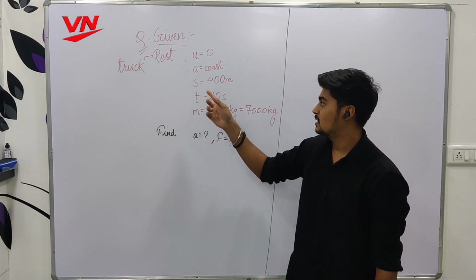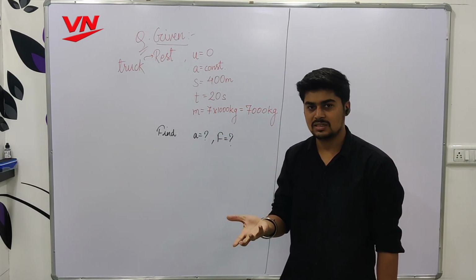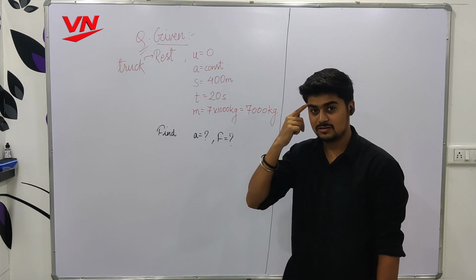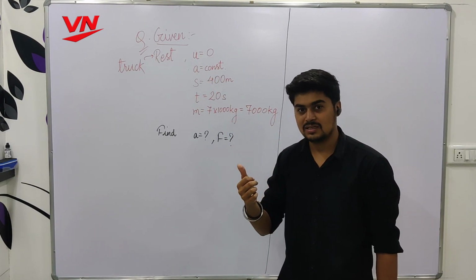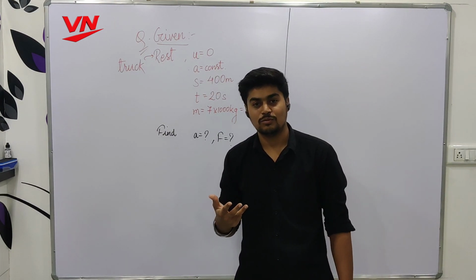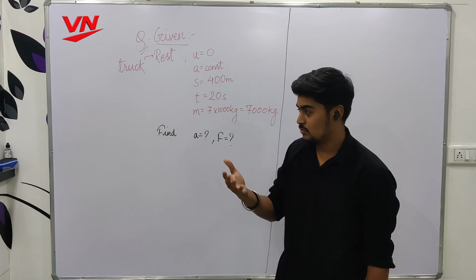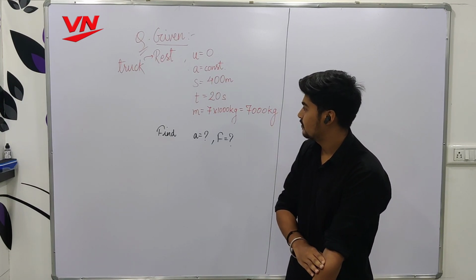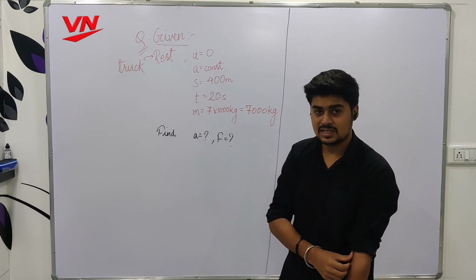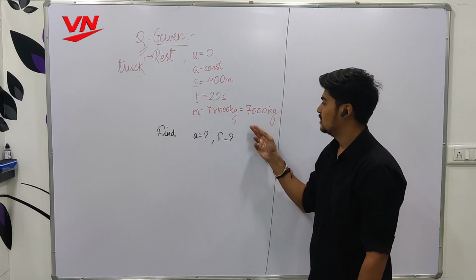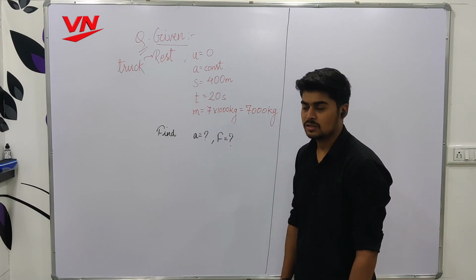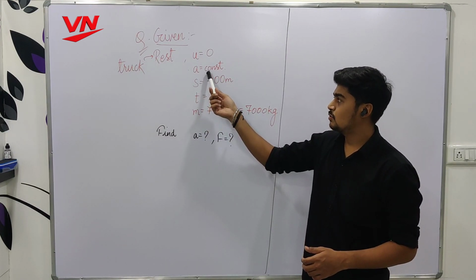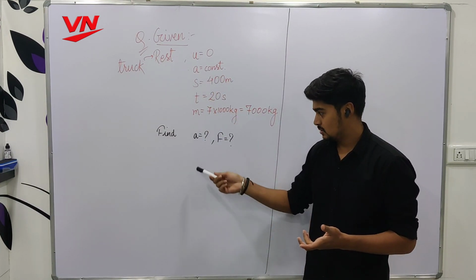Also it is mentioned that the acceleration is constant. Whatever acceleration it has was constant, its value is not changing. So some things should strike your mind: whenever the acceleration is constant, the three equations of motion are there for you to use in the question. The displacement is 400 meters, it takes a time of 20 seconds, and if you convert the mass into kg, it becomes 7000 kilograms. Okay, and what do we need to find out? The acceleration was constant, but what is its magnitude? That we need to find out.